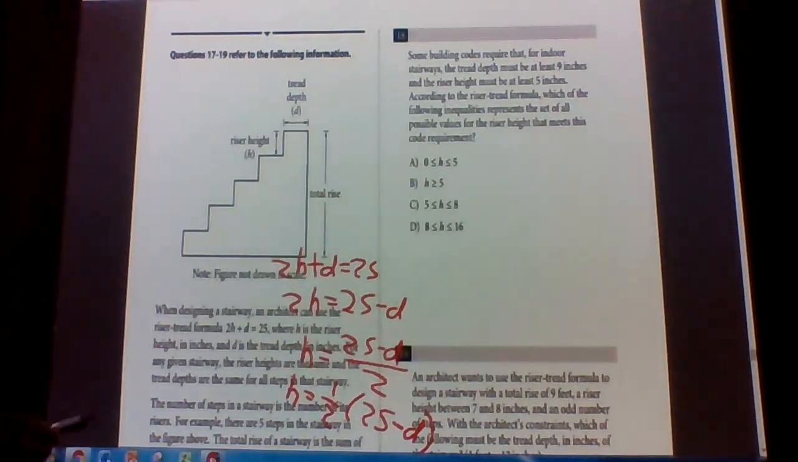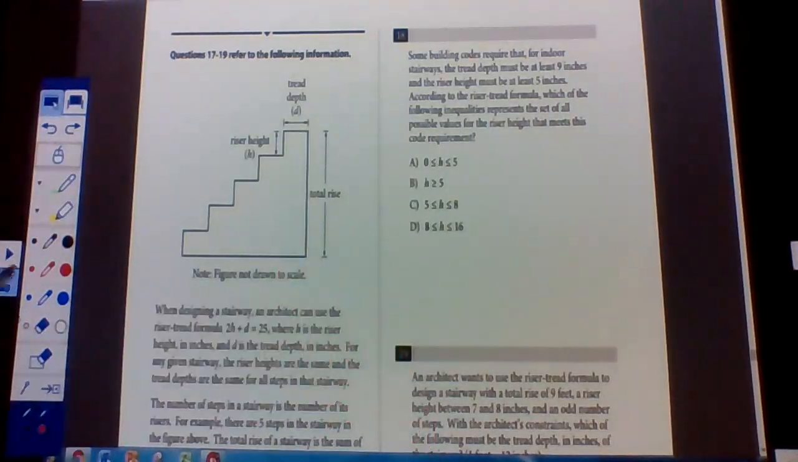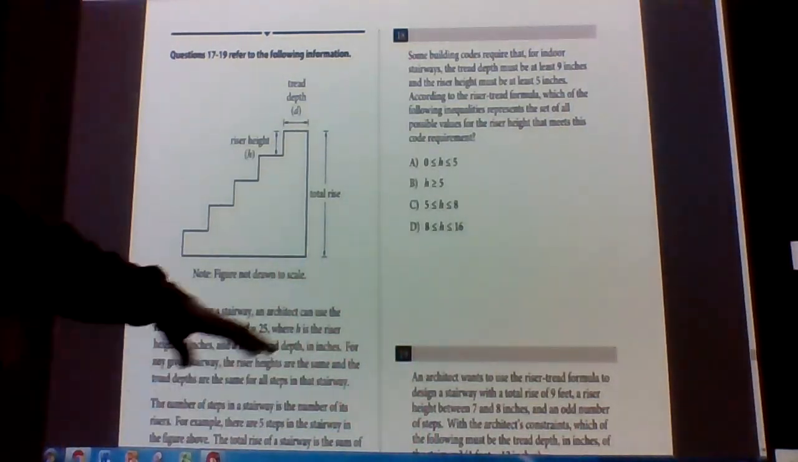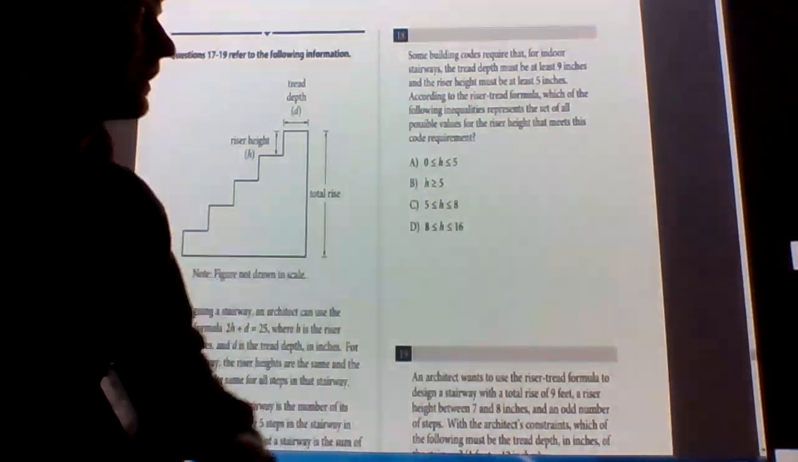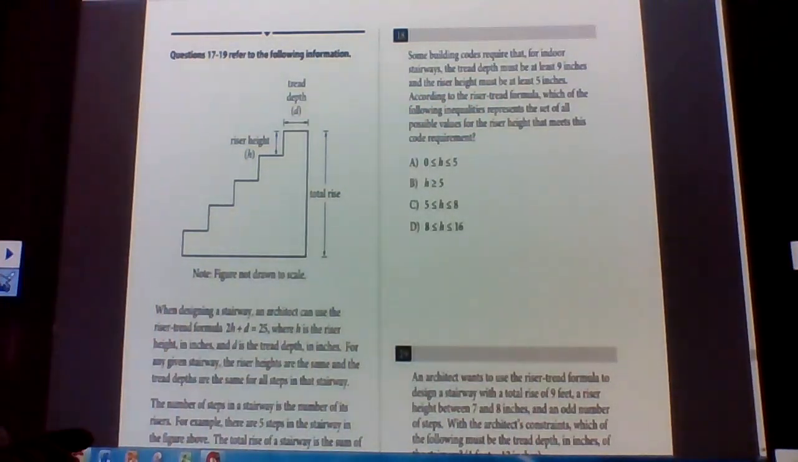Some building codes require that for indoor stairways, the tread depth must be at least 9 inches, and the riser height must be at least 5 inches. According to the riser tread formula, which of the following inequalities represents the set of all possible values for riser height that meets this code requirement?